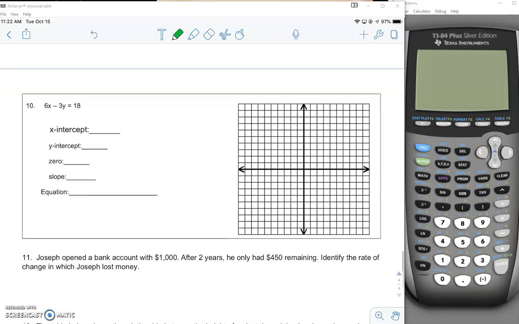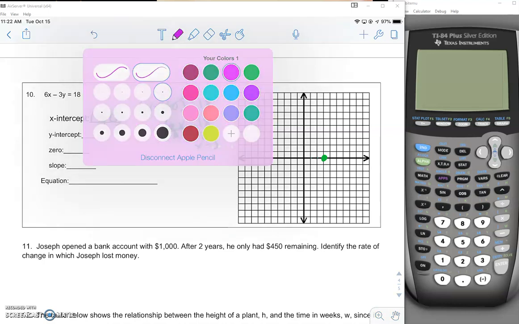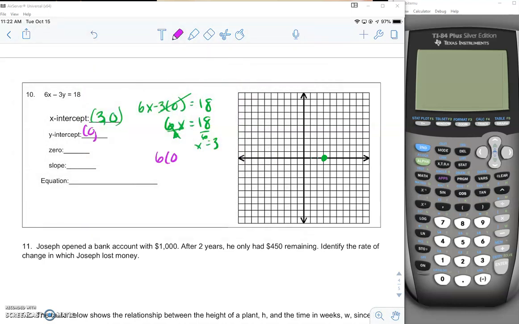One more like this, 6x minus 3y is equal to 18. X-intercept means y is 0, so 6x minus 3 times 0 is equal to 18. This leaves me with 6x is equal to 18. Divide by 6 and I get x is 3. So my x-intercept is 3. Y-intercept, 6 times 0, because for a y-intercept x is 0, minus 3y equals 18. So divide by negative 3. Y is equal to negative 6. 1, 2, 3, 4, 5, 6. I can draw my line. My slope is positive going up 6 and over 3.